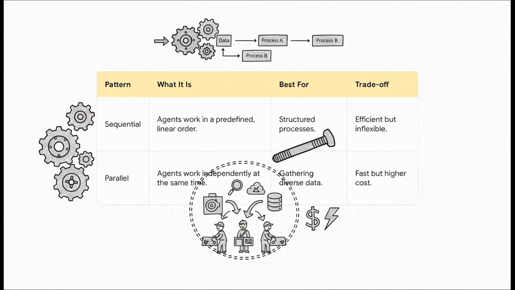Now, some of these AI teams work just like an assembly line. First up is the sequential pattern. It's exactly what it sounds like. Agents work one after the other in a strict, predefined order. It's super efficient for things like data processing pipelines, but it's not flexible at all. Then you've got the parallel pattern. This is where multiple agents get to work at the exact same time on different things. It's way faster for tasks like gathering information from a bunch of different sources. But yeah, as you can see, firing up multiple agents at once is going to cost you a bit more.